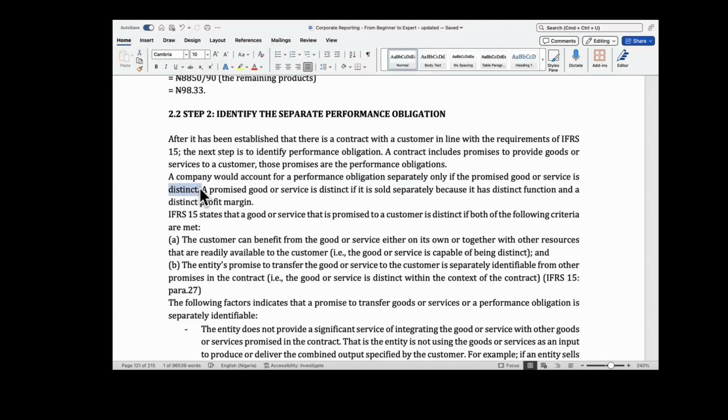And when I say distinct, what distinct means is that the goods or services can be sold separately because each has a distinct function and a distinct profit margin. So that is what we mean by distinct.